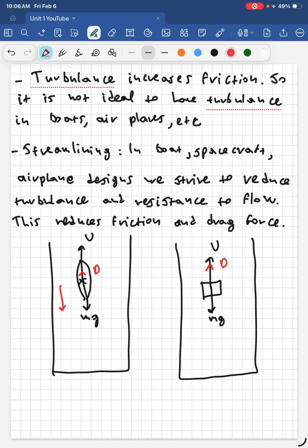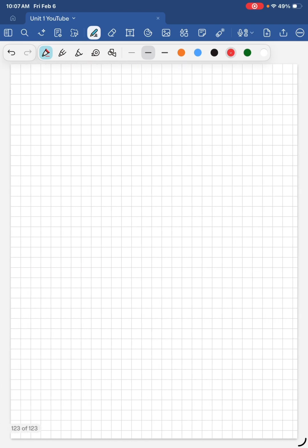And the best example of streamlining is fishes, I guess, right? They have the minimum resistance to drag force from water. And they are not designed. It was natural selection that made them like that.